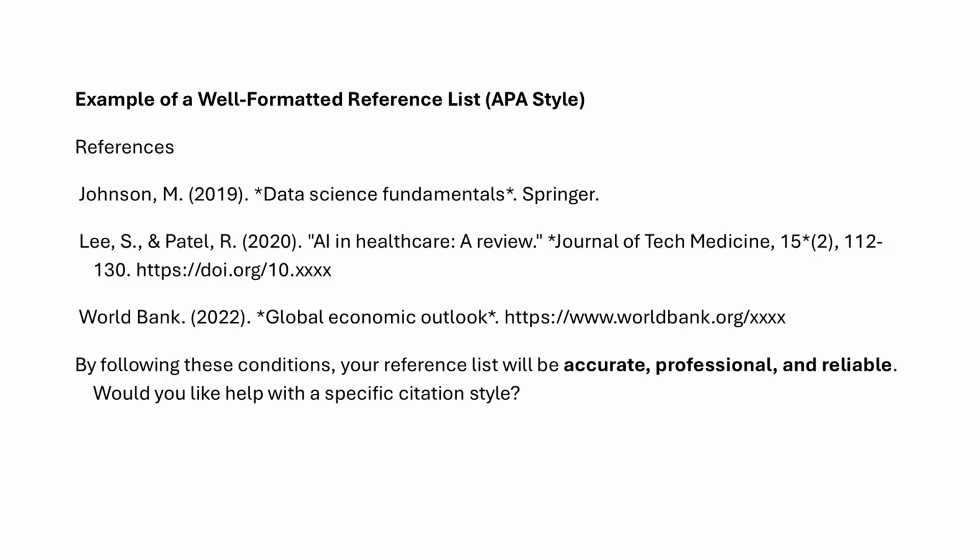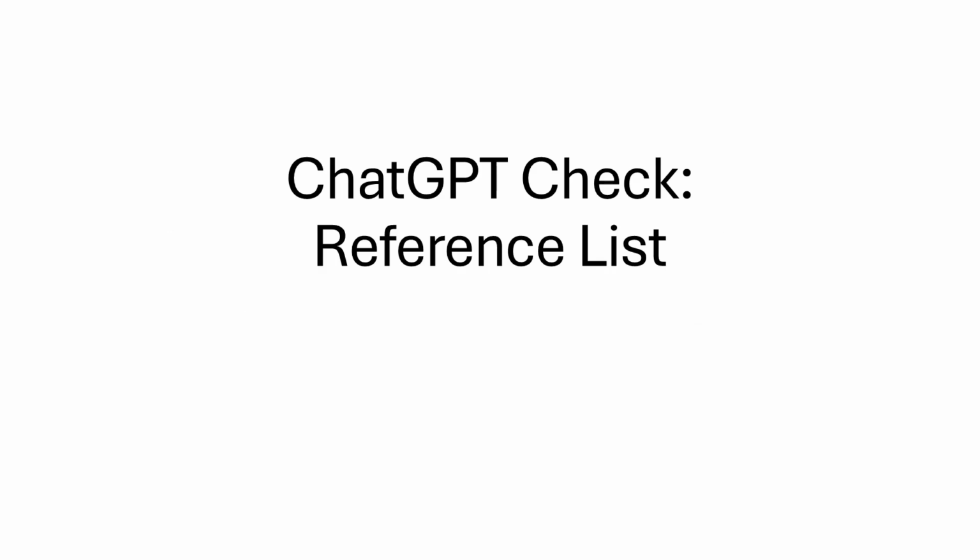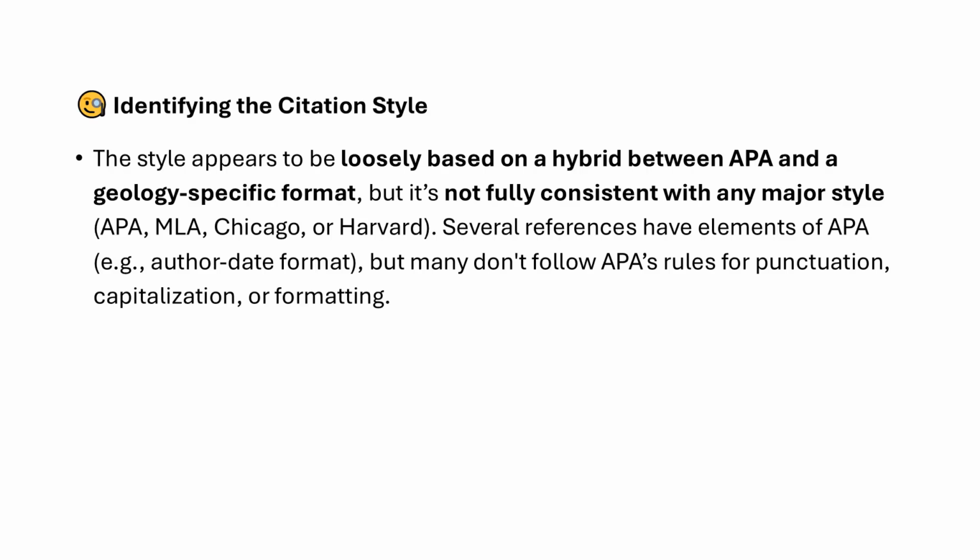And again, it offers some help by asking me if I would like help with a specific citation style. Here, I go back, as in the previous example, to ChatGPT to check the reference list of the PhD thesis that I am reviewing. It says, identifying the citation style: the style appears to be loosely based on a hybrid between APA and the geology-specific format, but it's not fully consistent with any major style.